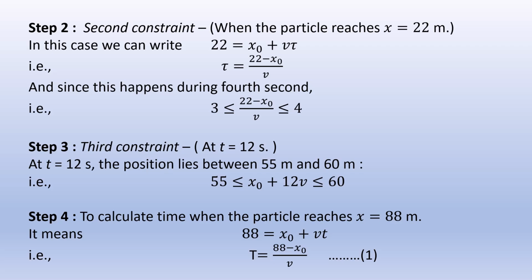Now our step 4. Here we calculate the time when the particle reaches x equal to 88 meters. It means we can write 88 is equal to x naught plus v into t. That is, t is equal to (88 minus x naught) upon v. And this is our equation 1.